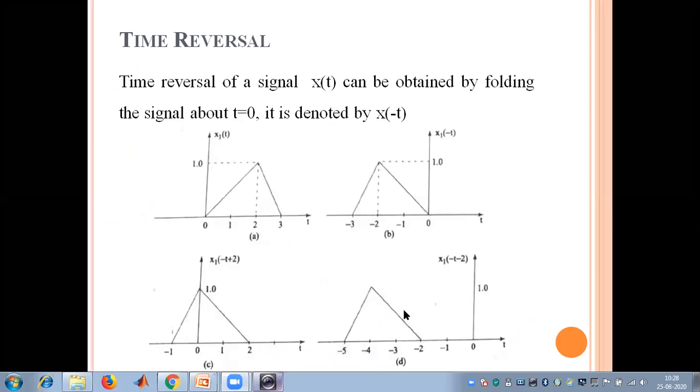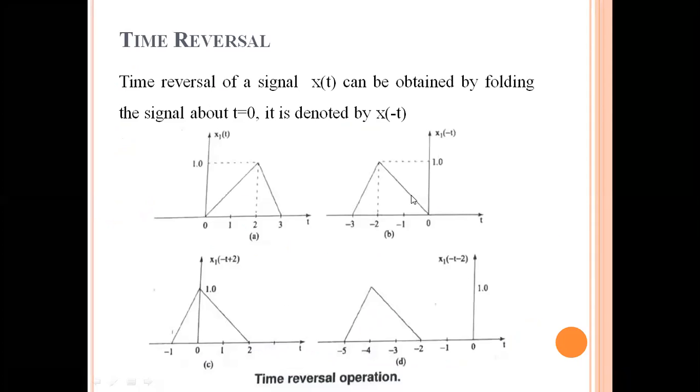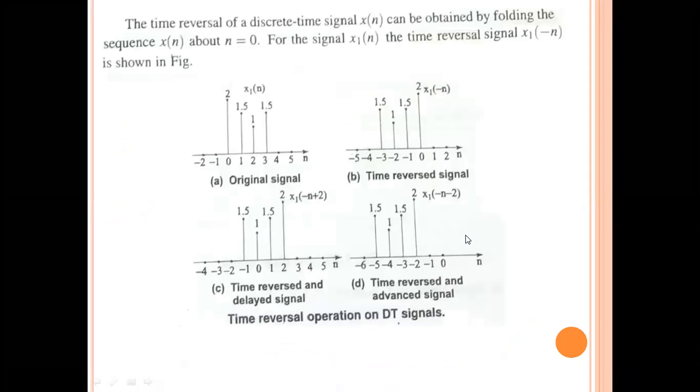Okay, now see here, time reversal. So x of t, x of minus t, and x of minus t plus 2. This is the example. Now, in the earlier case we have seen the continuous time signals, the time reversal operation which is performed on continuous time signals.